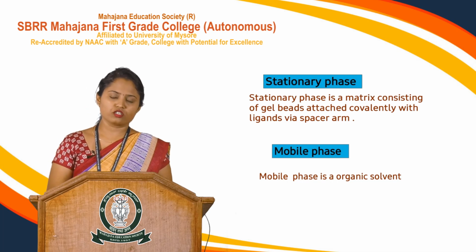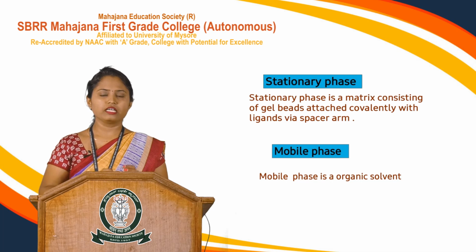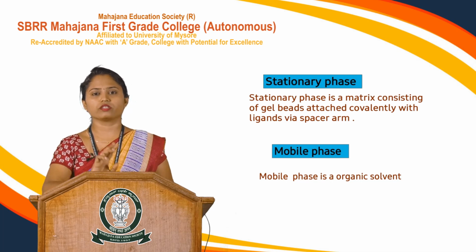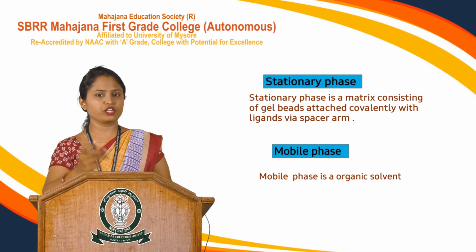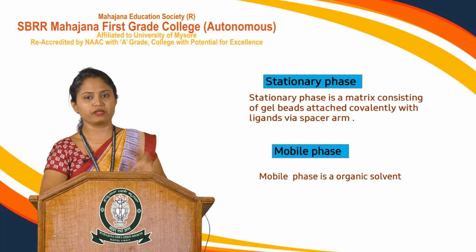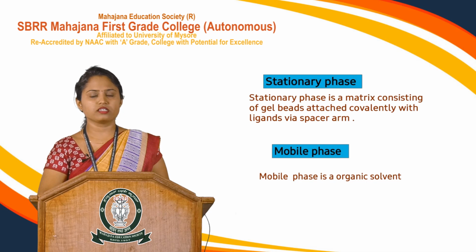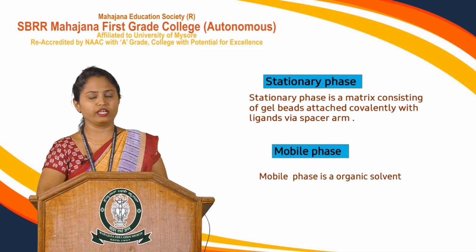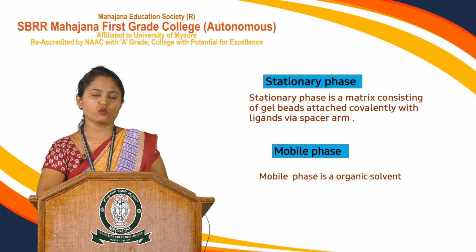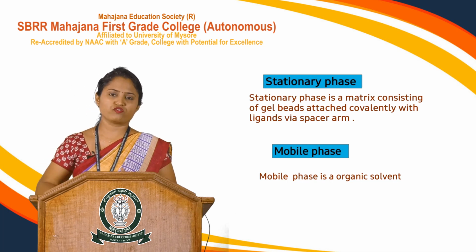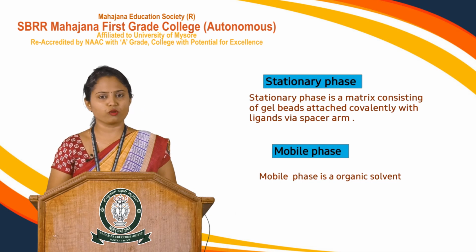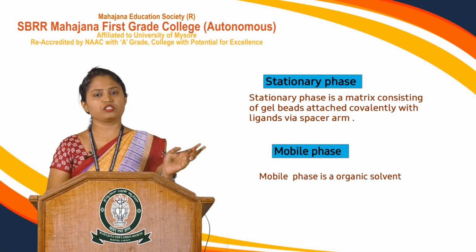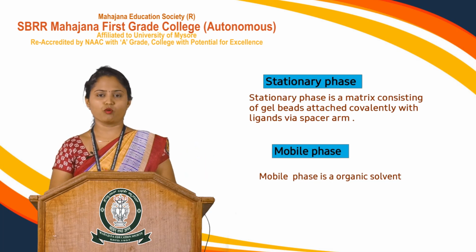So, the gel matrix or the gel beads which is going to be packed here is covalently connected with the ligands as well as with the spacer arm. Let us look into the spacer arm and ligands in the upcoming slides. And the other phase, that is mobile phase, is nothing but your liquid phase. It can be any kind of organic solvents. So, when an analyte or a mixture of samples is subjected to affinity chromatography, it gets distributed or partitioned between the stationary phase as well as your mobile phase.